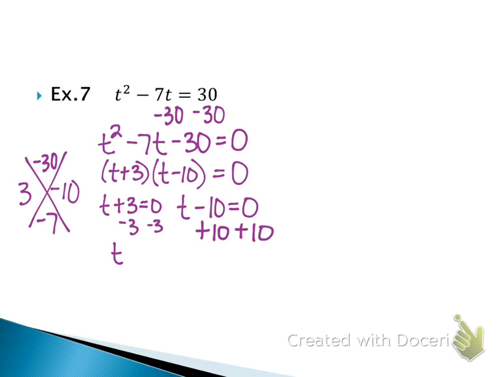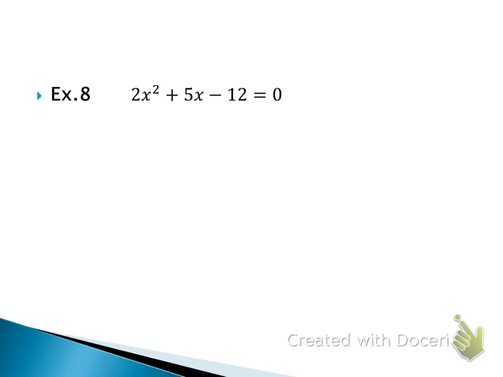Wait, you want to do the other one too? Yep, so what do we get for t on both of those? T equals negative 3. And t equals 10. Very good. T equals negative 3 and t equals positive 10. Questions, concerns? Nothing at all? Ready to continue? Okay. On number 8.